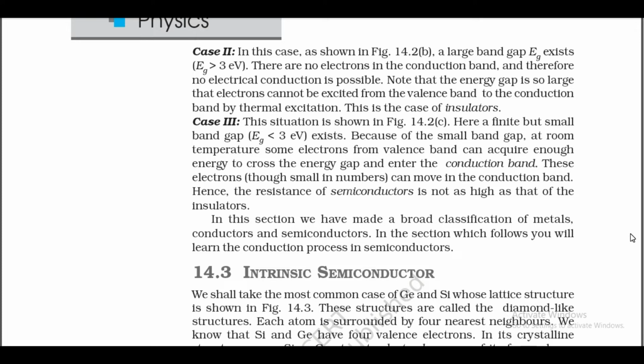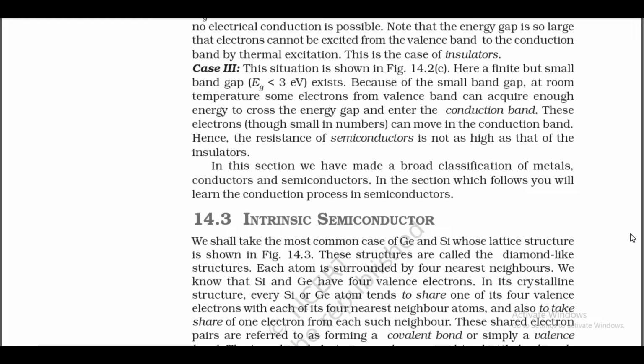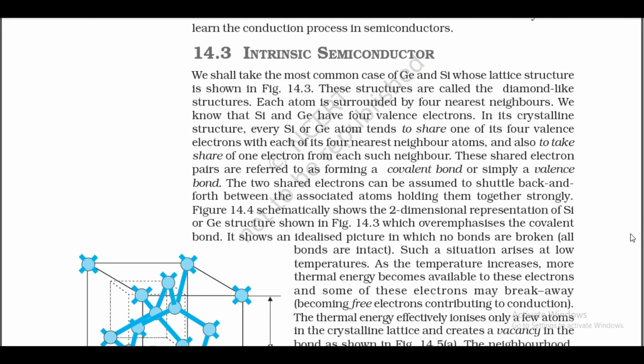In the section which follows, you will learn the conduction processes in semiconductors. 14.3 Intrinsic Semiconductors. We shall take the most common case of Ge and Si, whose lattice structure is shown in figure 14.3. These structures are called the diamond-like structure. Each atom is surrounded by 4 nearest neighbors.